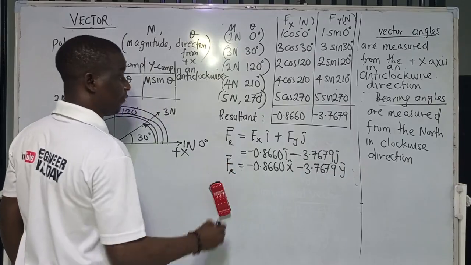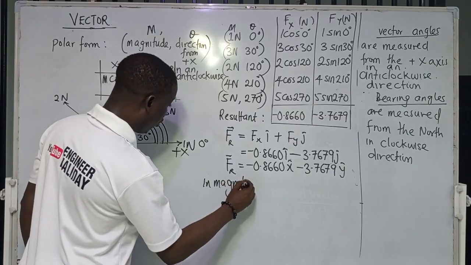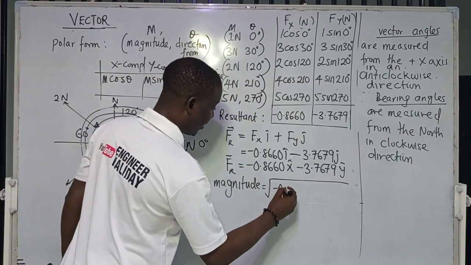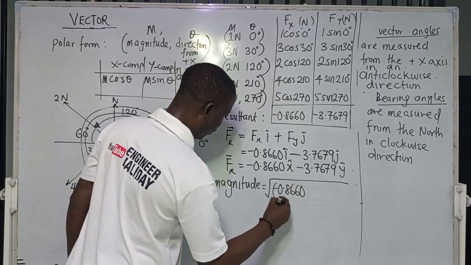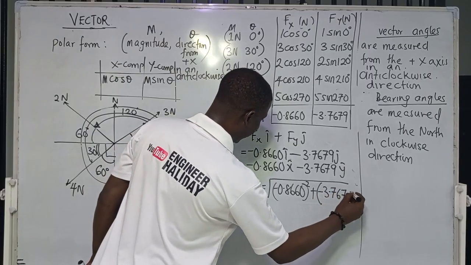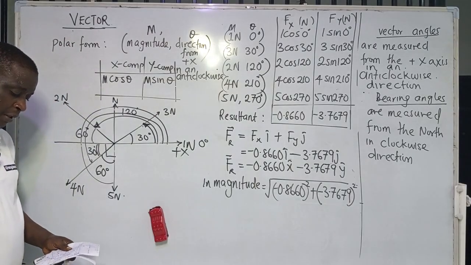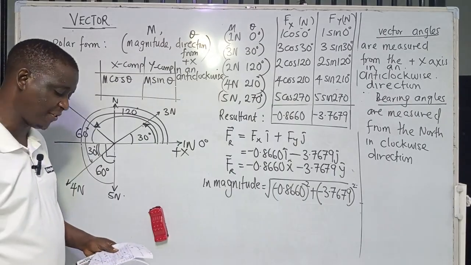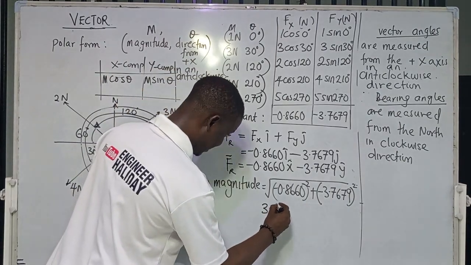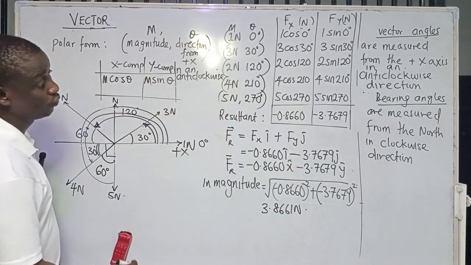So this will be our resultant vector. But in magnitude now, what will be your answer in magnitude? It is the square root of minus 0.8660 squared plus minus 3.7679 squared. So press your calculator. What do you have for that? If you press your calculator, you are supposed to have 3.8661 Newton. That's what I have as the magnitude.